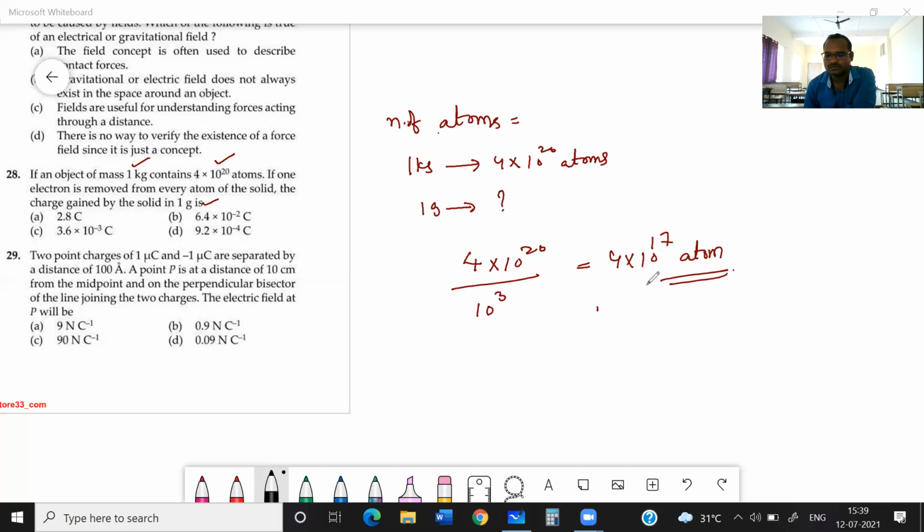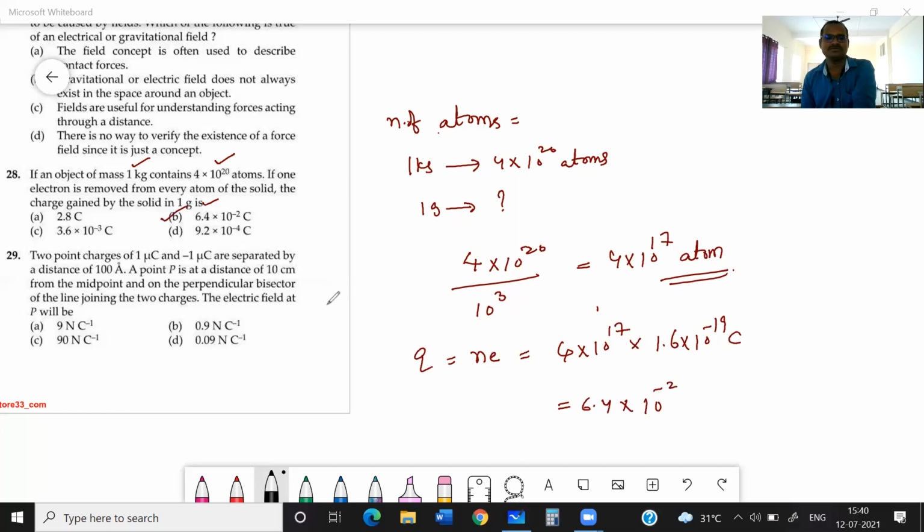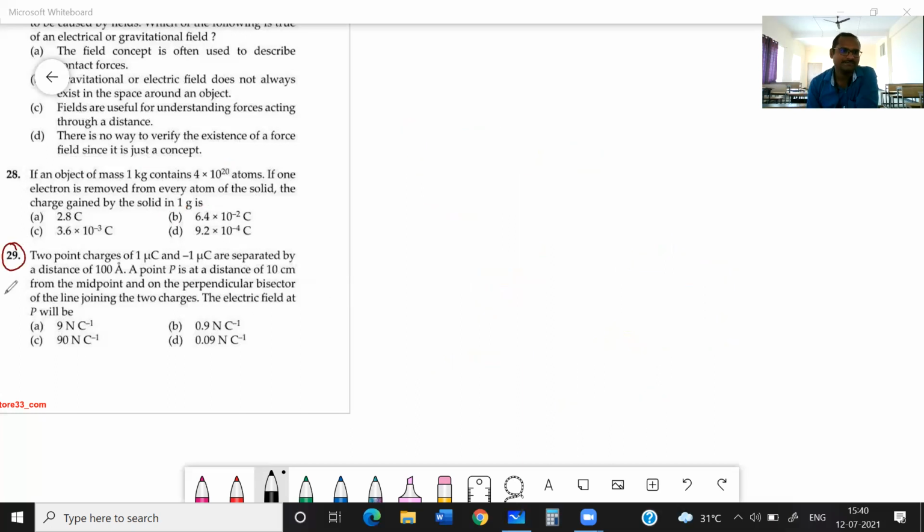Now, however many atoms there are, that many electrons are removed. Total charge can be written as N into e. Number of atoms is 4 into 10 to the power of 17 into charge of electron 1.6 into 10 to the power of minus 19 coulomb. 1.6 into 4 is 6.4, so it is 6.4 into 10 to the power of minus 2 coulomb. Yes, option B is the right answer. Got it, students? Next, question number 29.